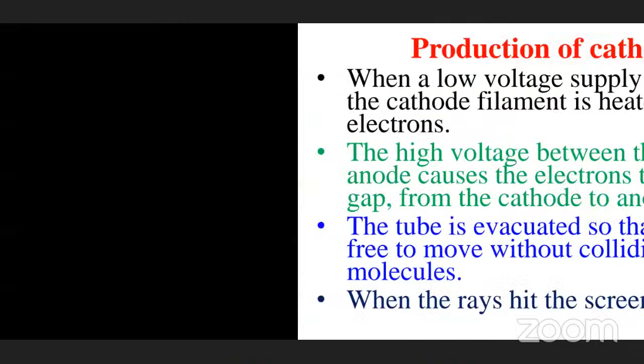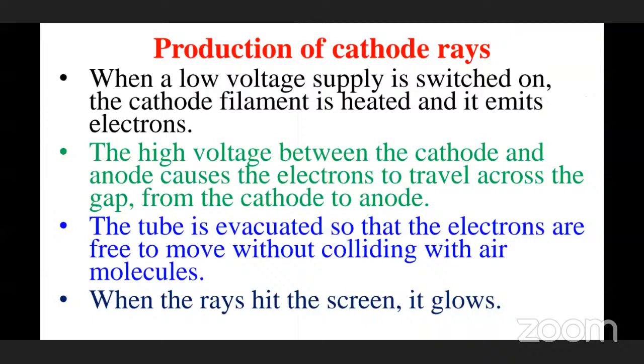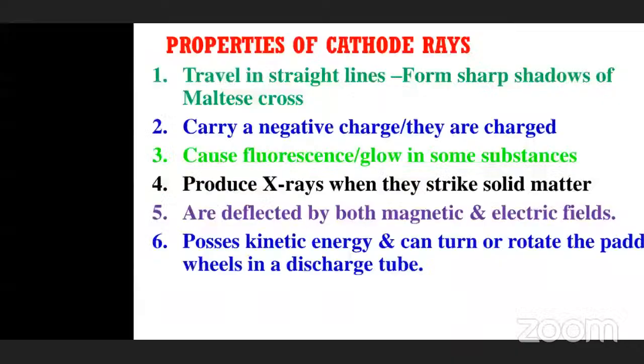That is how cathode rays are produced. A low voltage supply is switched on. The cathode filament is heated and it emits electrons. The high voltage between the cathode and the anode causes the electrons to travel across the gap from the cathode to the anode. The tube is evacuated so that the electrons move freely without colliding with the molecules. When the rays hit the screen, it glows, and we have various properties of cathode rays.